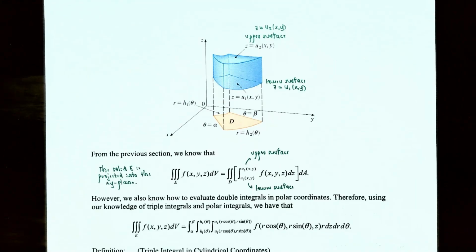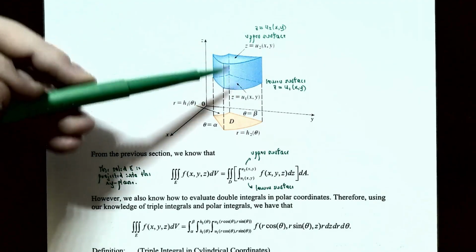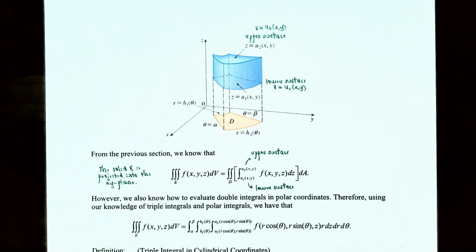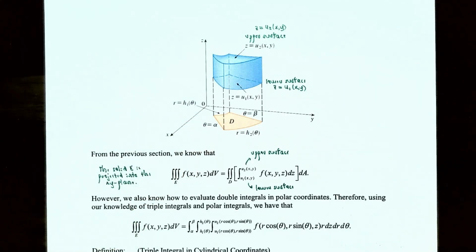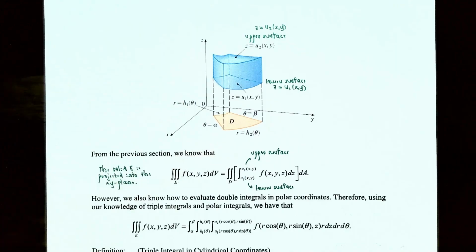So the situation is this: we're integrating over this solid E. We're going to project the solid E into the xy plane, and so we're going to have this general region D. But instead of using rectangular coordinates to integrate over the region D, using variables x and y, we're going to use variables r and theta with polar coordinates, because perhaps this region D after the projection into the xy plane could be more conveniently described using polar coordinates.